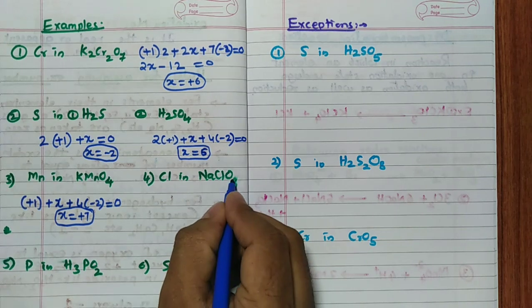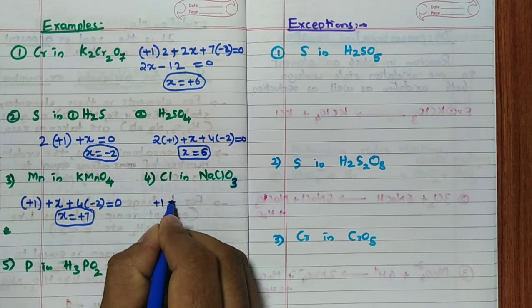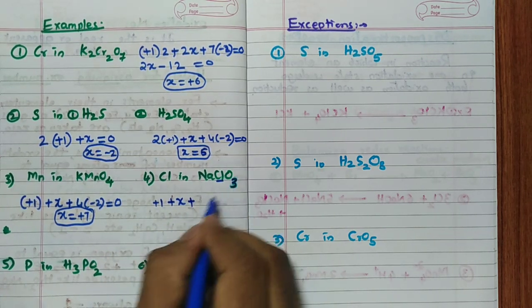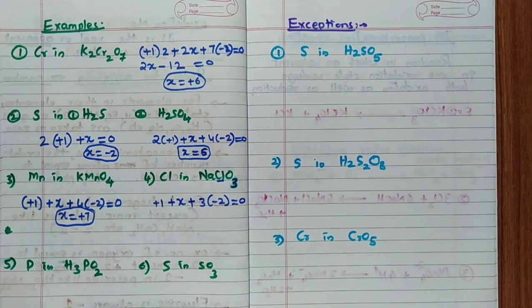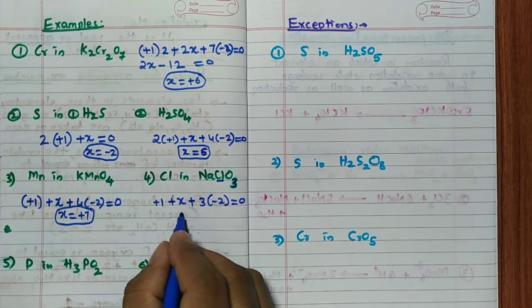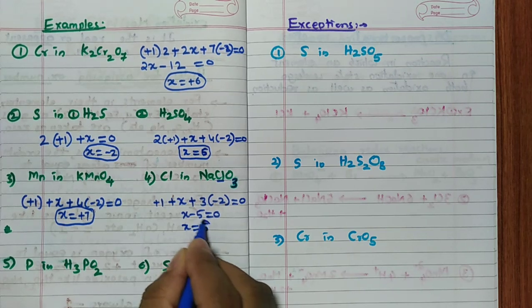Cl in NaClO3. So Na is plus 1. Plus X, Cl, 1 Cl is there. Plus oxygen is 3, charge is minus 2, is equal to 0. So you are going to get it as minus 6 plus 1, minus 5. So X minus 5 is equal to 0. X is equal to 5.